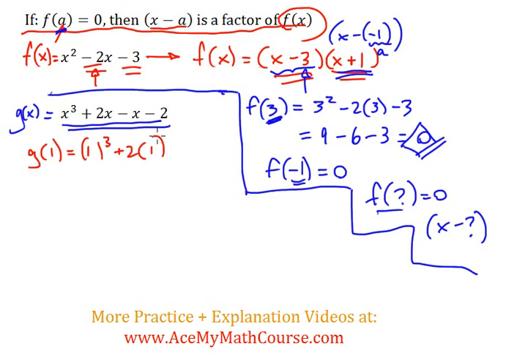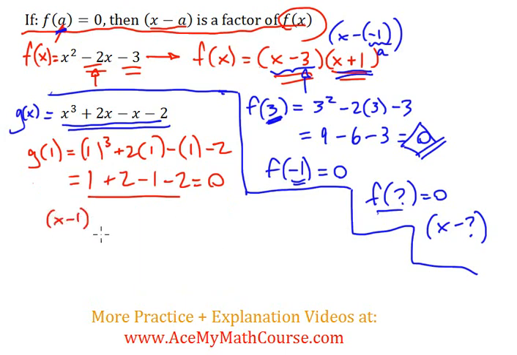And if that doesn't work out, we're usually going to look for factors that go into the -2, but we're going to talk about that later. So 1 cubed is 1, 2 times 1 is 2, minus 1 minus 2. This would give us 0. Fantastic. So what does this mean? This means that x minus 1 is a factor of g of x.